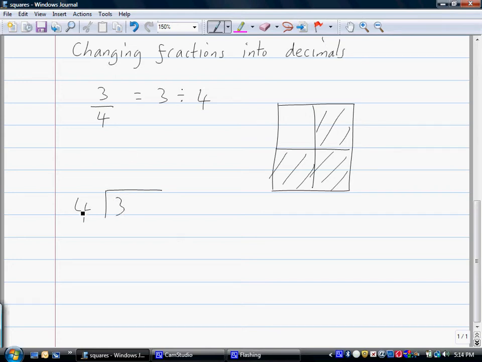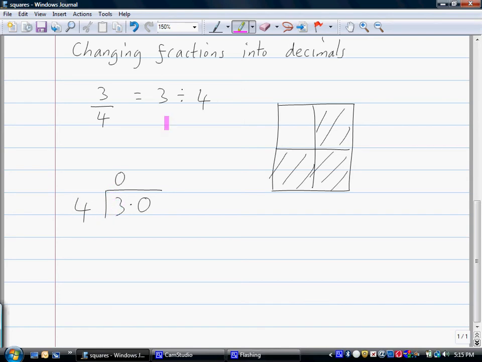So I ask, how many 4s go into 3? Well, none. Now remember from the previous video you saw that if I have a remainder, which I have in this case, I can just start adding zeros, because 3 whole ones is 3 whole ones and no tenths. So my remainder here is 3, isn't it? 4s into 3 doesn't go, but I've got 3 left over.